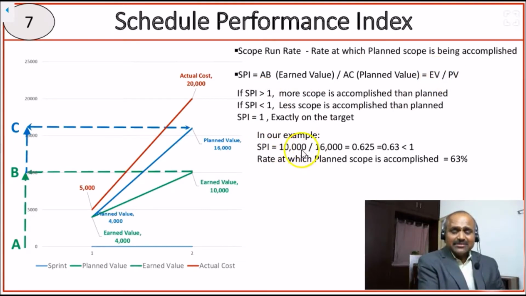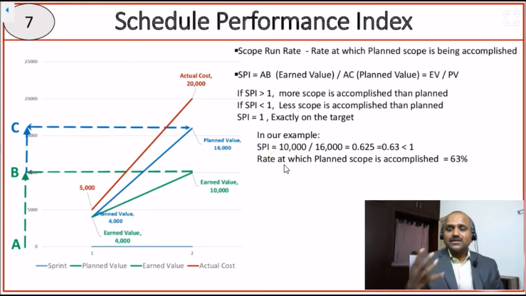So in our example, our earned value is 10,000, our planned value is 16,000, which comes to 0.625, that is 0.63, which is less than 1. So because 0.63 is less than 1, that means less scope is accomplished than planned. So the rate at which the planned scope is accomplished is 63%. So at the end of sprint 2, 63% of the scope is completed.